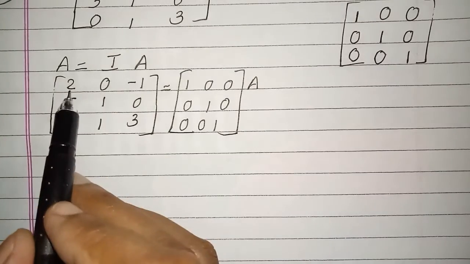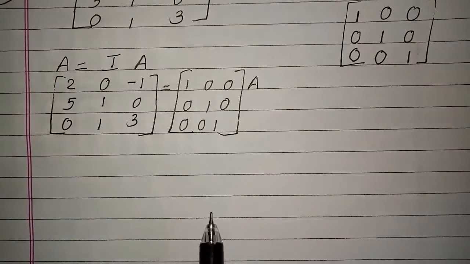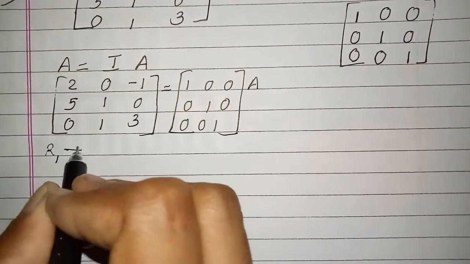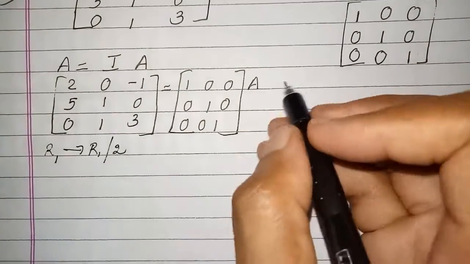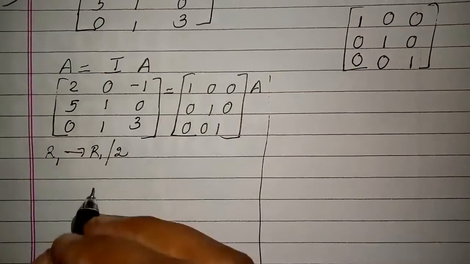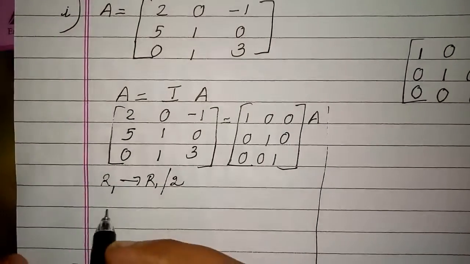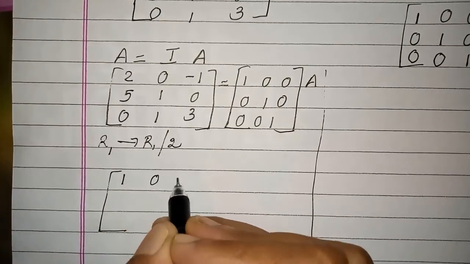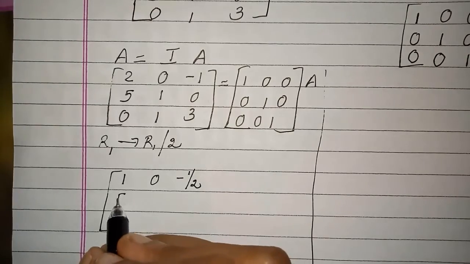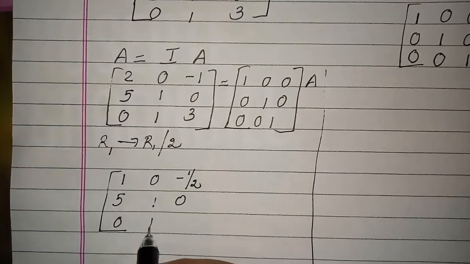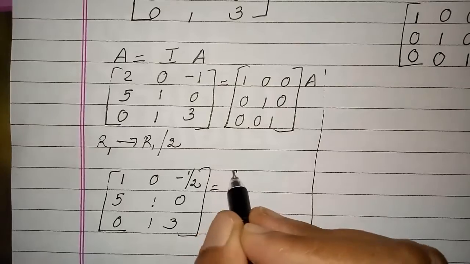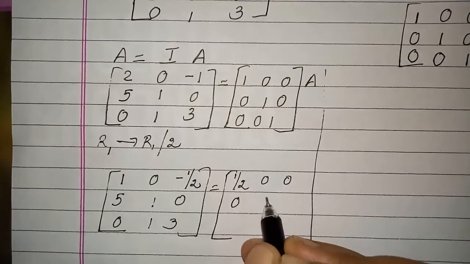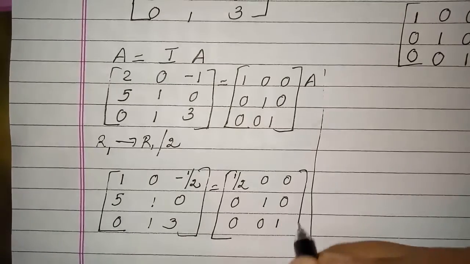Now here you can see that the first number is 2, but I want it 1. If I subtract 5 from 2, I will not get 1. So what you do is R1 you divide by 2. So what will happen, children? R1 when I divide by 2, what do I get? 1, 0, minus 5 by 2. Other rows, keep them as they are. Here also half, 0, 0, 0, 1, 0, 0, 0, 1.